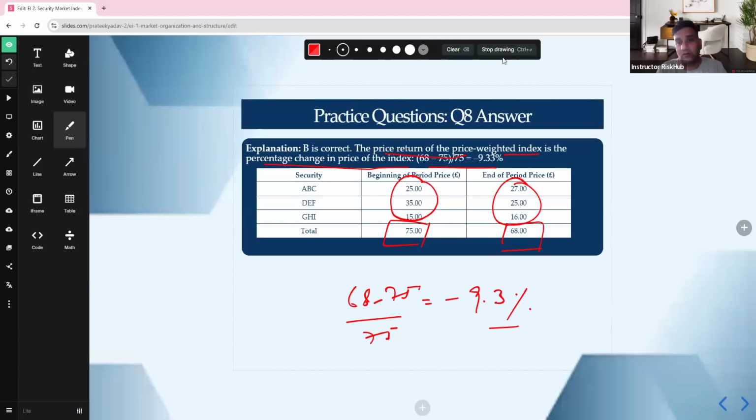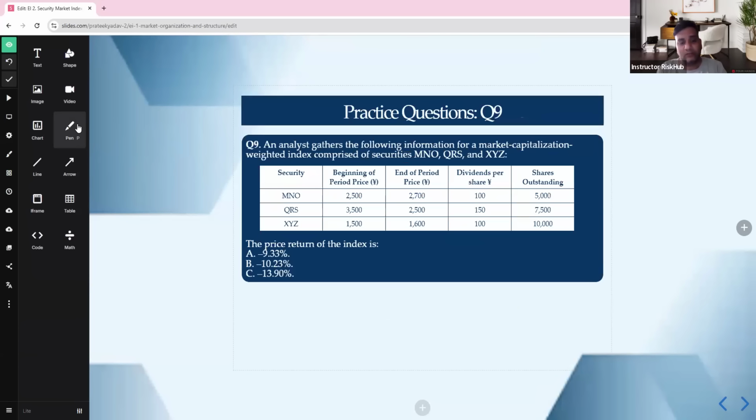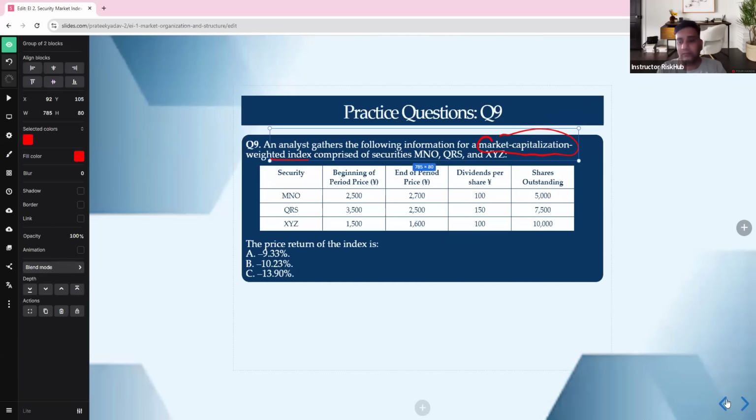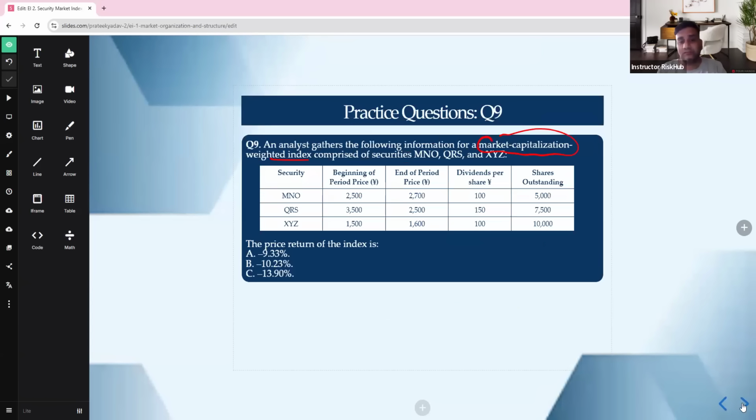So simple. Now, there is another question in this chapter. Here we have analysts gather the following information for a market cap weighted index. You need to know the small differences. The previous question was price return for the price weighted index, so simply we added up and found out. Here we are looking for price return for a market cap index. So what is the difference here?